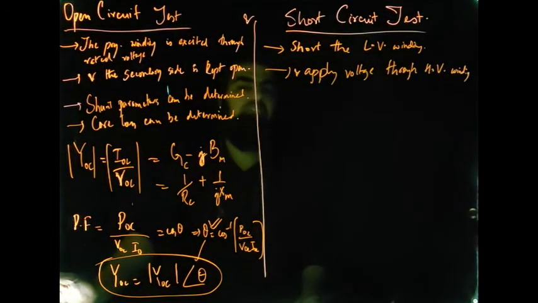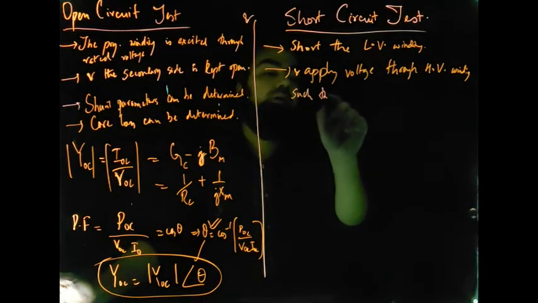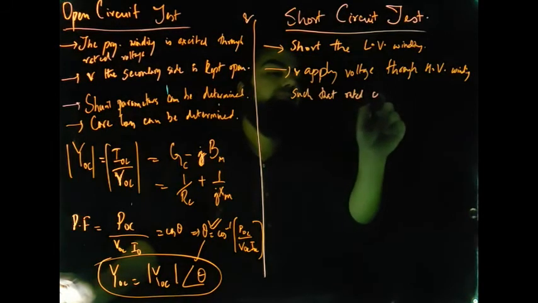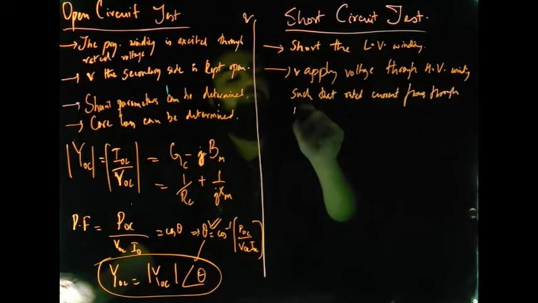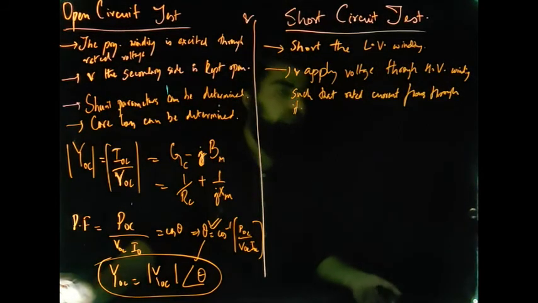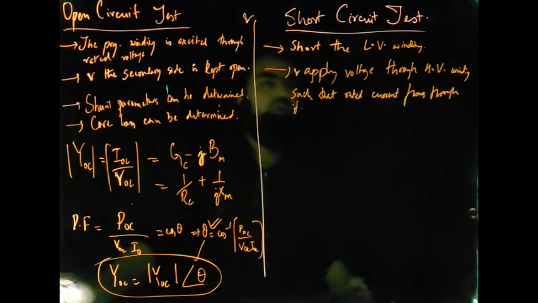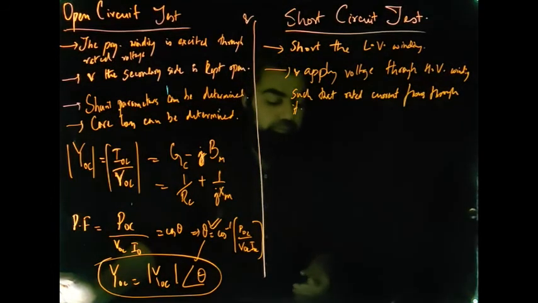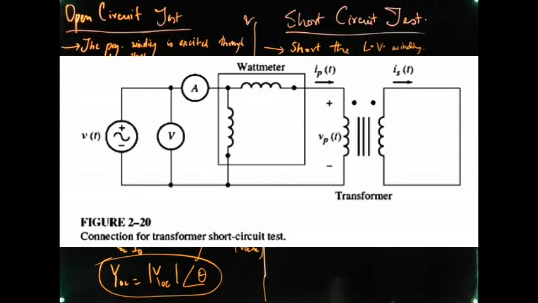So we'll short the LV winding in this case and we'll apply the voltage through the HV winding such that rated current flows through it. We specifically perform the test in this manner so that we can short the LV winding and apply the voltage to the HV winding, because since we are shorting the winding, a large amount of current will be flowing, so we do not want a significantly large amount of current to flow. So we'll perform this test by making sure that the LV winding is shorted and not the HV winding.